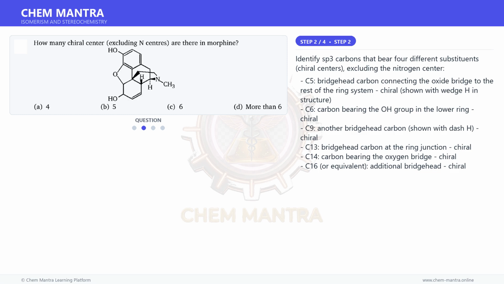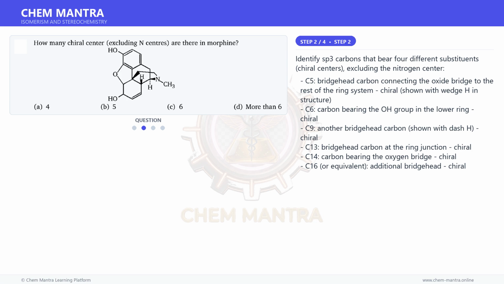Identify sp3 carbons that bear 4 different substituents, chiral centers, excluding the nitrogen center. C5, bridgehead carbon connecting the oxide bridge to the rest of the ring system, chiral, shown with wedge H in structure. C6, carbon bearing the OH group in the lower ring, chiral. C9, another bridgehead carbon, shown with dash H, chiral.